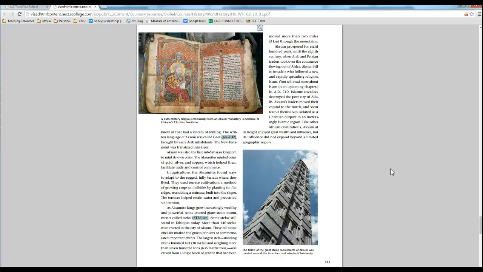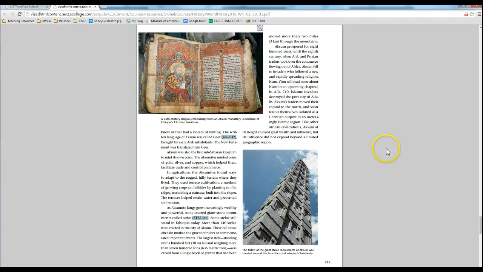These tall stone obelisks marked the graves of rulers or commemorated important events. The largest stele, standing over 100 feet tall and weighing more than 700 tons, was carved from a single block of granite that had been moved more than 2 miles through the mountains.